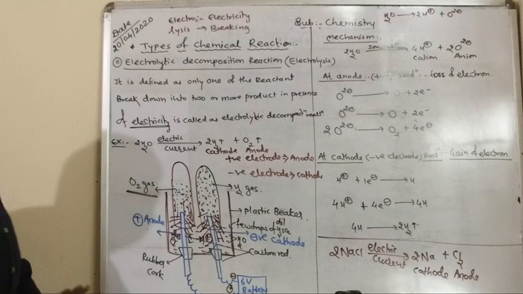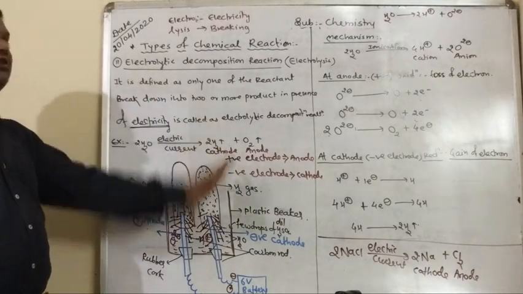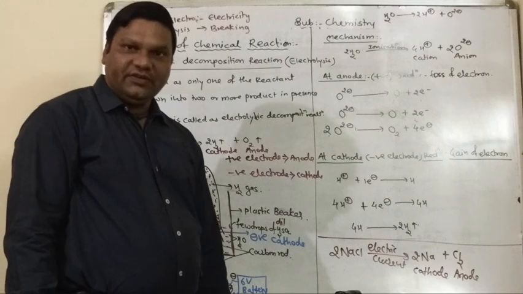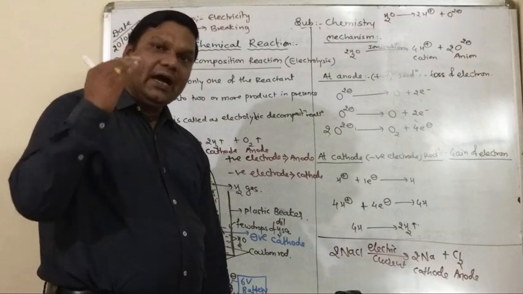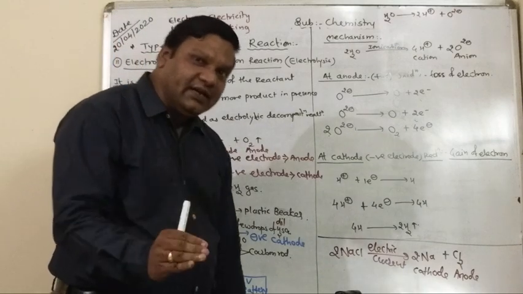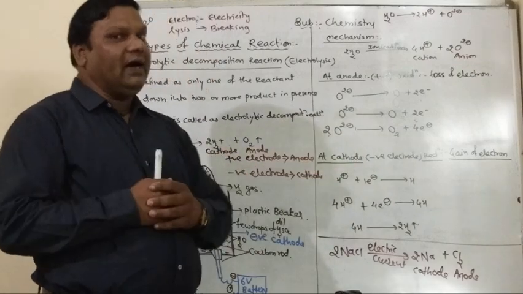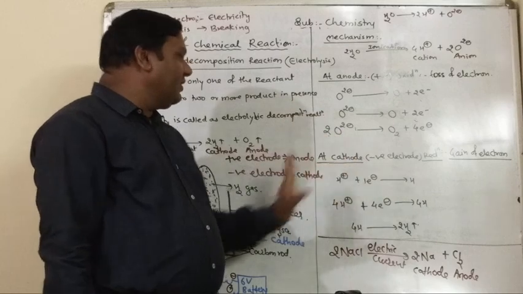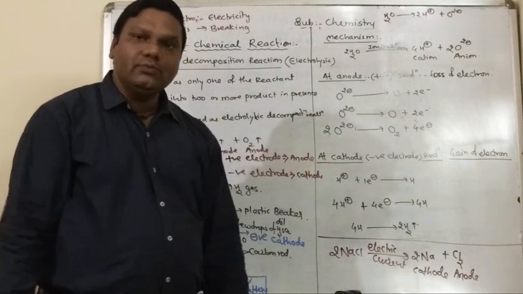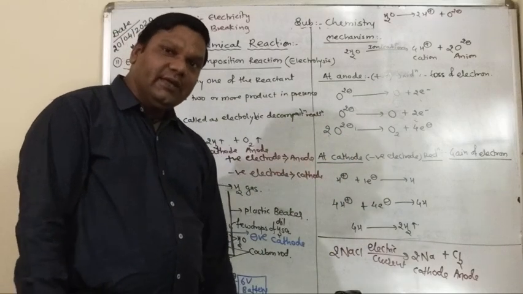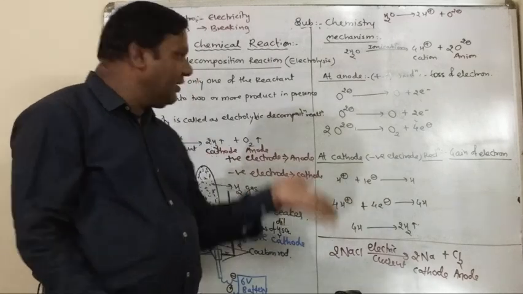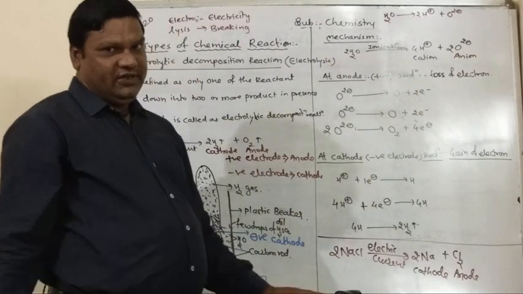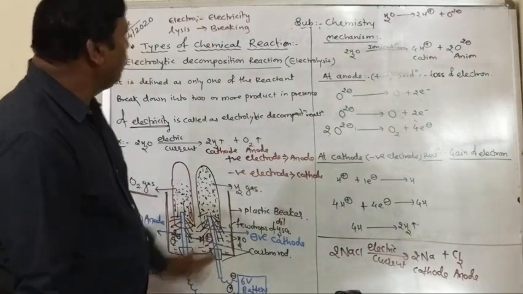Now this reaction is only applicable for mostly ionic substances, ताकि those substances after passing electric current easily form ions. Those substances easily form ions, then the electrolytic decomposition takes place. Otherwise, if the substance does not form ions, then the electrolytic decomposition reaction completely fails there. Any doubt? Okay, so please note this down.